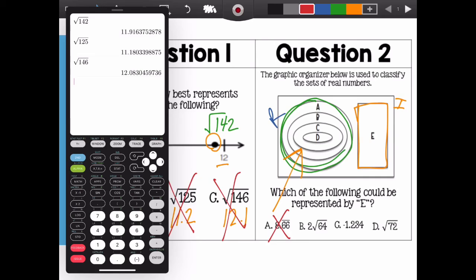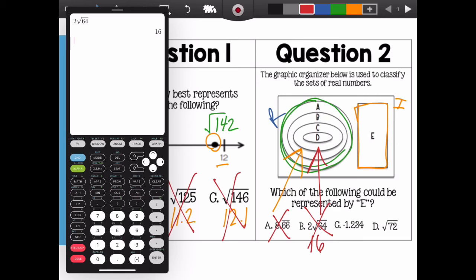2 and the square root of 64. Now, I'm not sure exactly what that value is, so I'm going to put it in my calculator so that I can get a better understanding of where it should be classified in the diagram. I come over to my calculator, 2 times the square root of 64, and I get 16. Good thing I did that because I know that 16 is a whole number, and I know that whole numbers can be classified as rational numbers. So therefore, it eliminates option B.